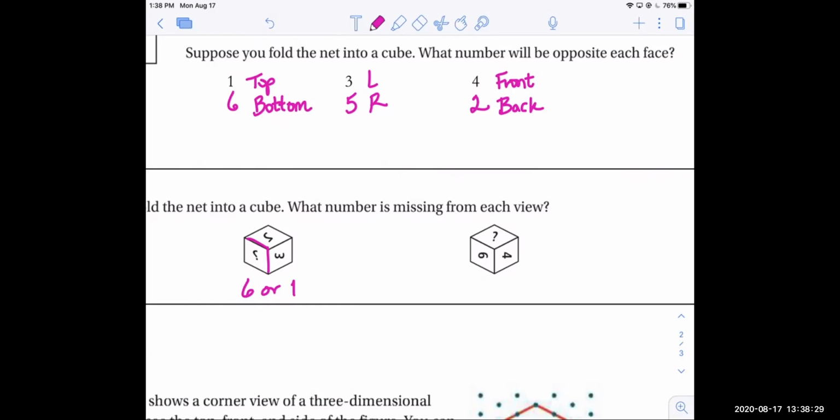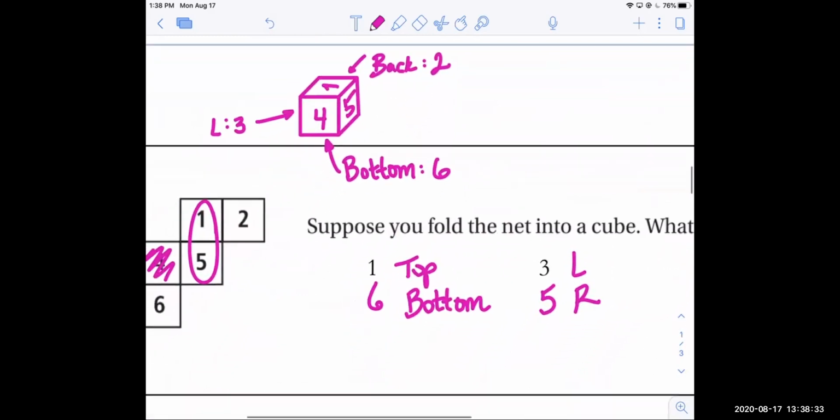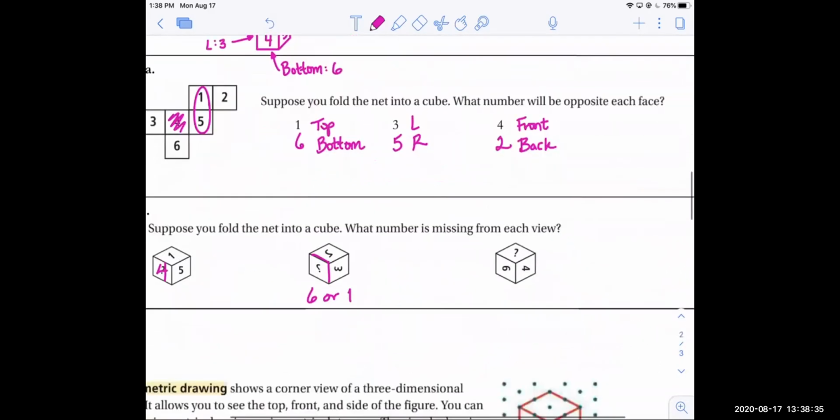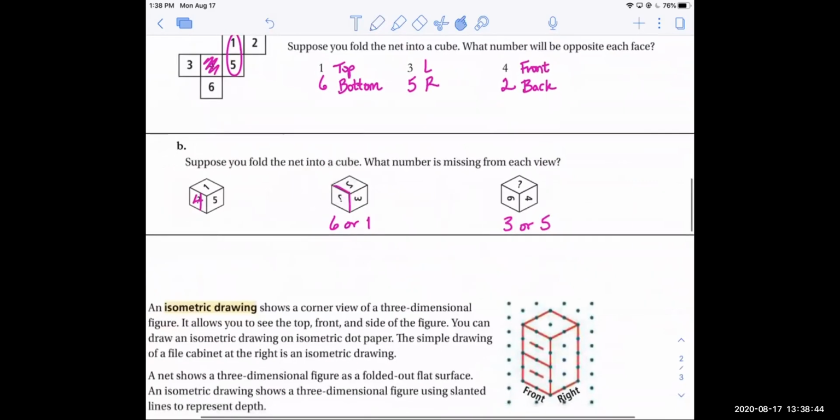3. Let's see, 4 and 6. 4 and 6. Okay, 3 or 5. Yeah, I would take either of those answers. I'm not that picky about that problem. I think there's a lot going on with all the rotating and everything. Okay, you get to color now.